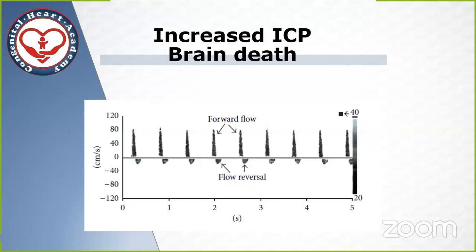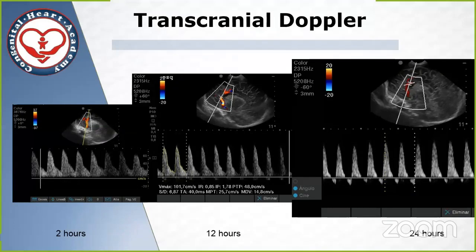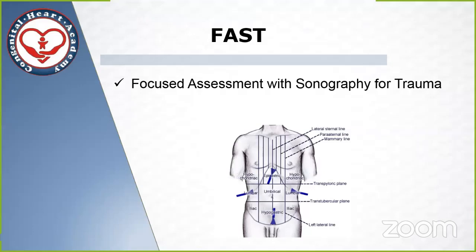And what we look for is the reversal flow sign. Here, for instance, is a patient who developed a head bleed after surgery on ECMO and progressed relatively rapidly to brain death. And you can see how the reverse flow sign after 24 hours is easily identified. I am not an expert on head ultrasound, so we'll move to a couple of other things.